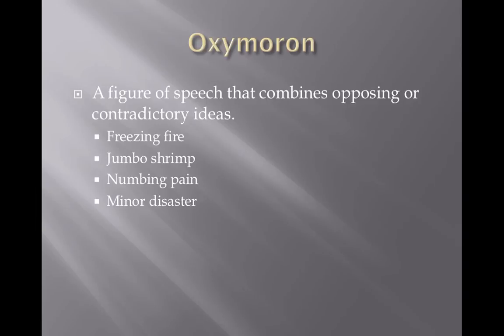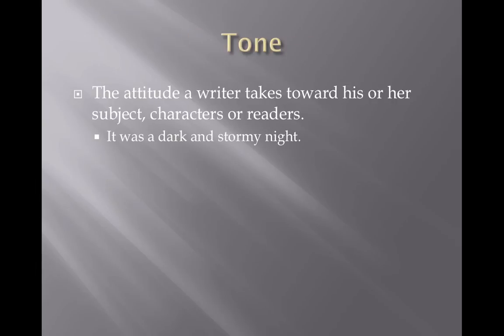An oxymoron is a figure of speech that combines opposing or contradictory ideas. So we have two words that are put together that mean the exact opposite of each other, and of course that can add some depth to the writing. A freezing fire, jumbo shrimp, numbing pain, minor disaster. All of these are very opposite ideas that, when combined together, are kind of interesting. Shakespeare uses oxymorons every once in a while in his writing, which we'll always be on the lookout for.